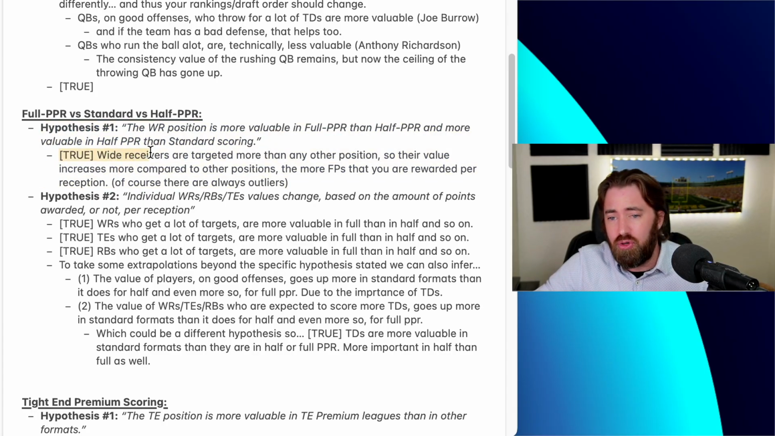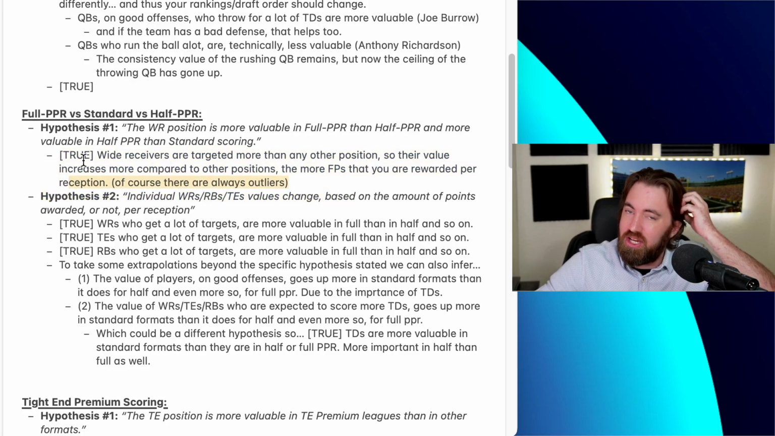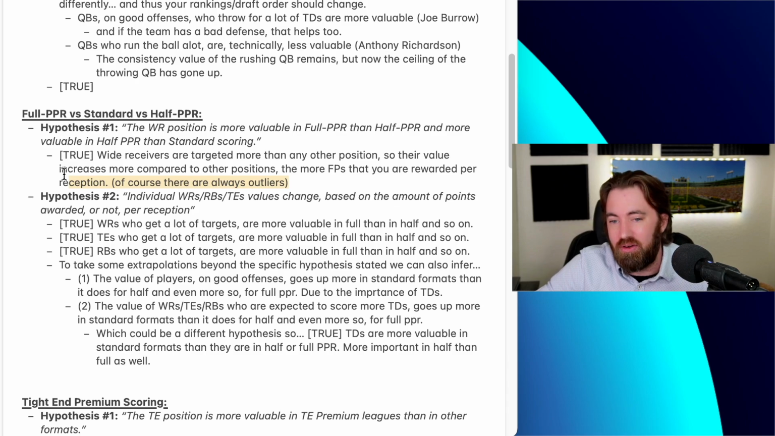So, true. Wide receivers are targeted more than any other position, so their value increases more compared to other positions, the more fantasy points that you are rewarded per reception. Of course, there are always going to be specific outlier situations, individuals, etc.